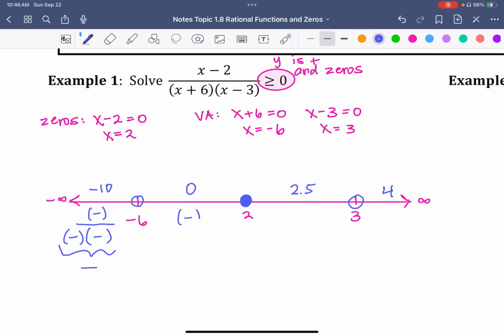0 minus 2 is a negative 2. 0 plus 6 is positive 6. And 0 minus 3 is negative 3. You see I have an even number of negatives this time. There's 2 negatives. Those are going to make a positive.